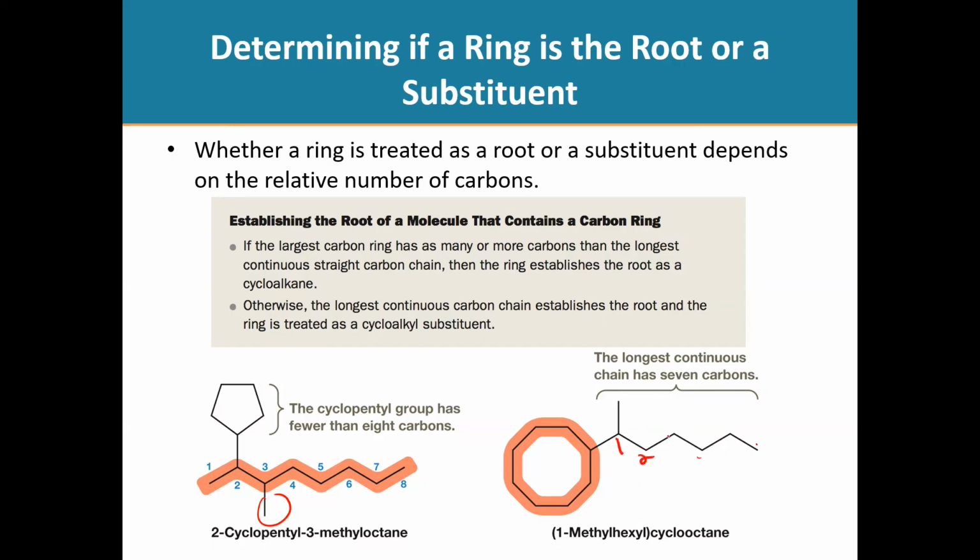Here's a 1, 2, 3, 4, 5. I confused myself. So this is a 6-carbon chain right here. At the 1 position, you have a methyl group. And at the 1 position, you have a cyclooctane group. So that's how you get the hexyl group right here.